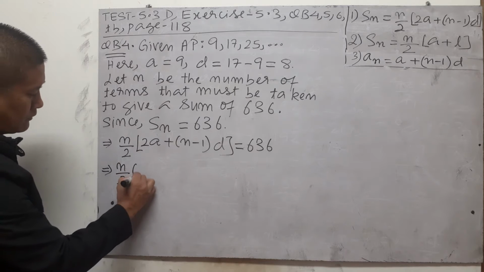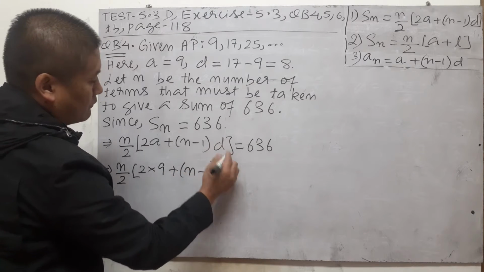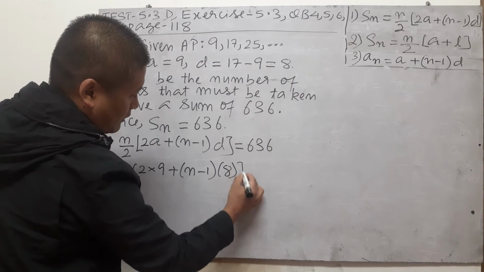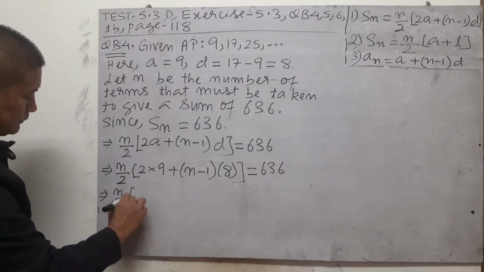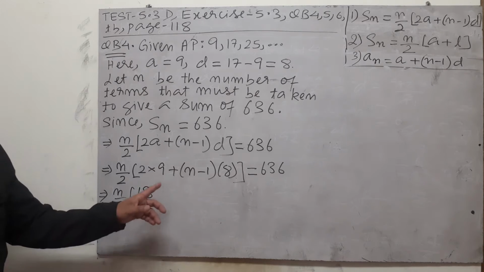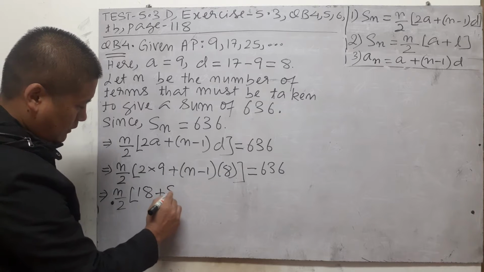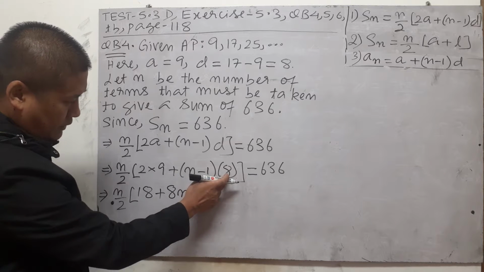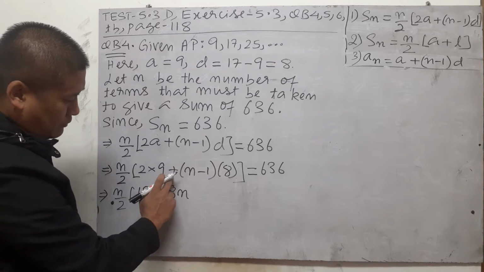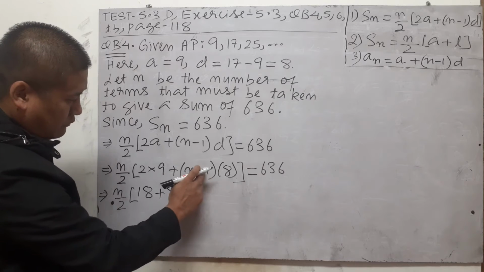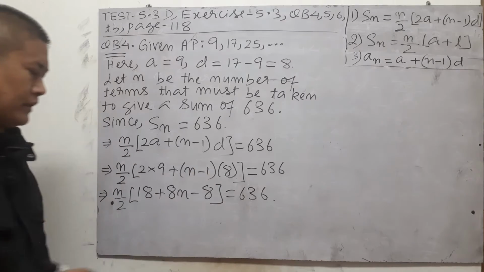So n by 2 into, a we know, so we replace it by 9. n we don't know yet, and d is 8, so replace it, equal to 636. So n by 2, 2 9s are 18, plus 8 into n, 8n. I'm removing this bracket by multiplying the outside number with the inside: plus into plus is plus, plus into minus is minus. So 8 1s are 8, and the bracket is removed. So we have now equal to 636.